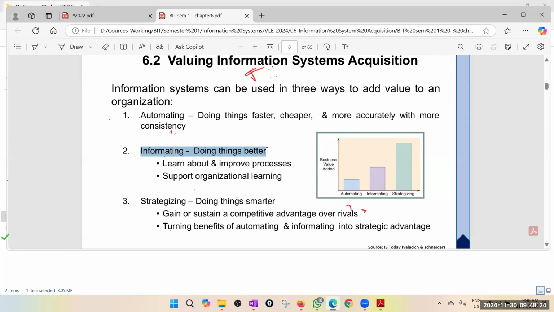But anyway, so that is how they have set up that question. Doing things better, they call it informating.